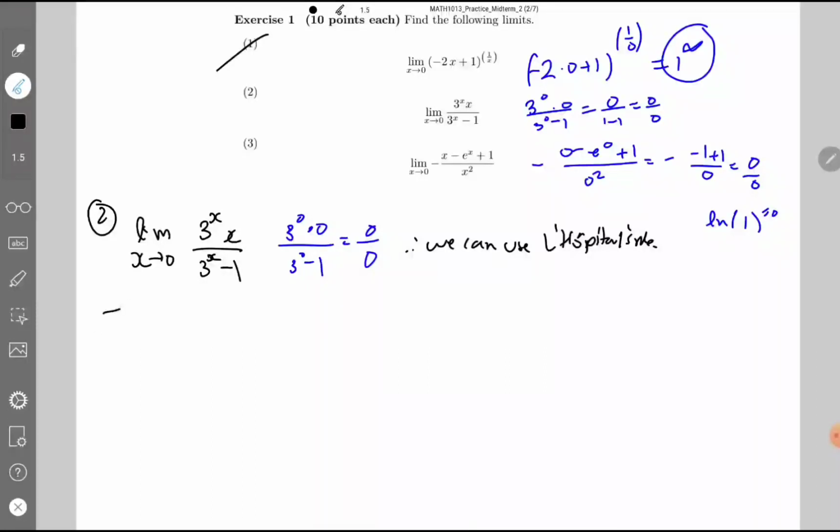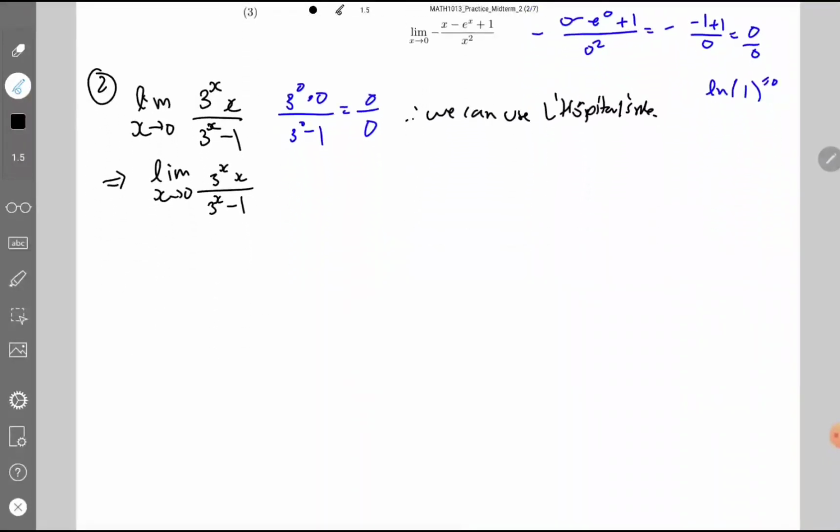So let's try this. This implies the limit as x goes to 0 of 3 to the x over 3x minus 1. We're going to need their derivatives. So let's look at the derivatives: d/dx of 3 to the x times x, and the derivative of the bottom. A lot of times on the quiz, people were saying, oh, we need the derivative of the quotient. That is wrong. You need to take the derivative of the top and the derivative of the bottom separately. This is no longer a fraction when we're looking at L'Hopital.